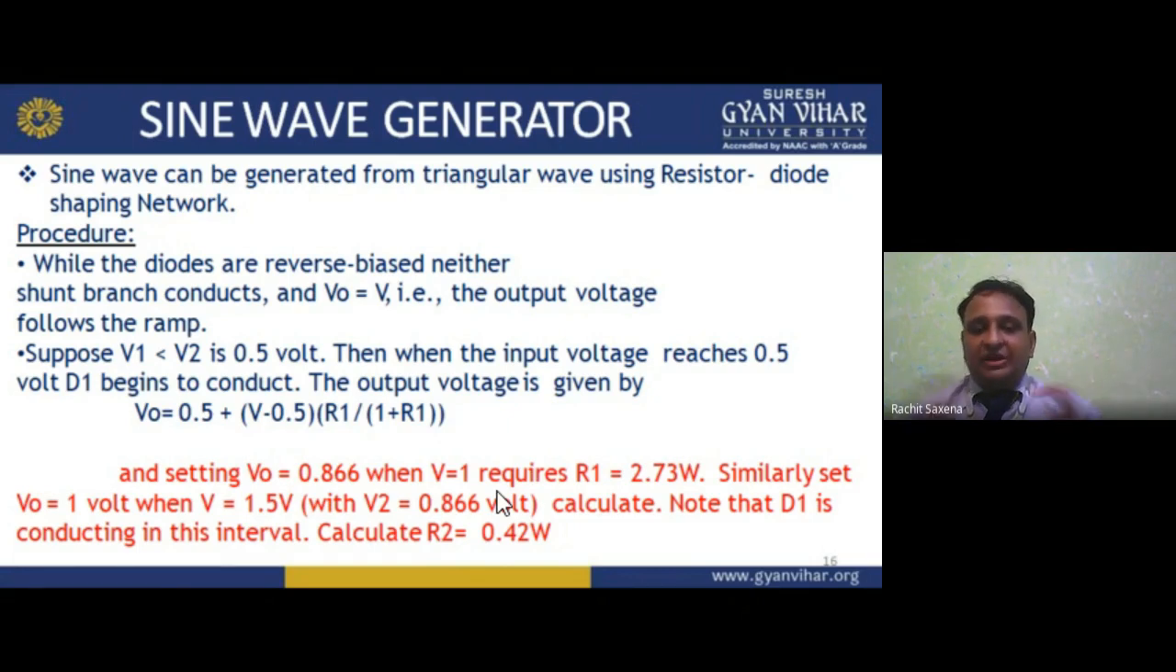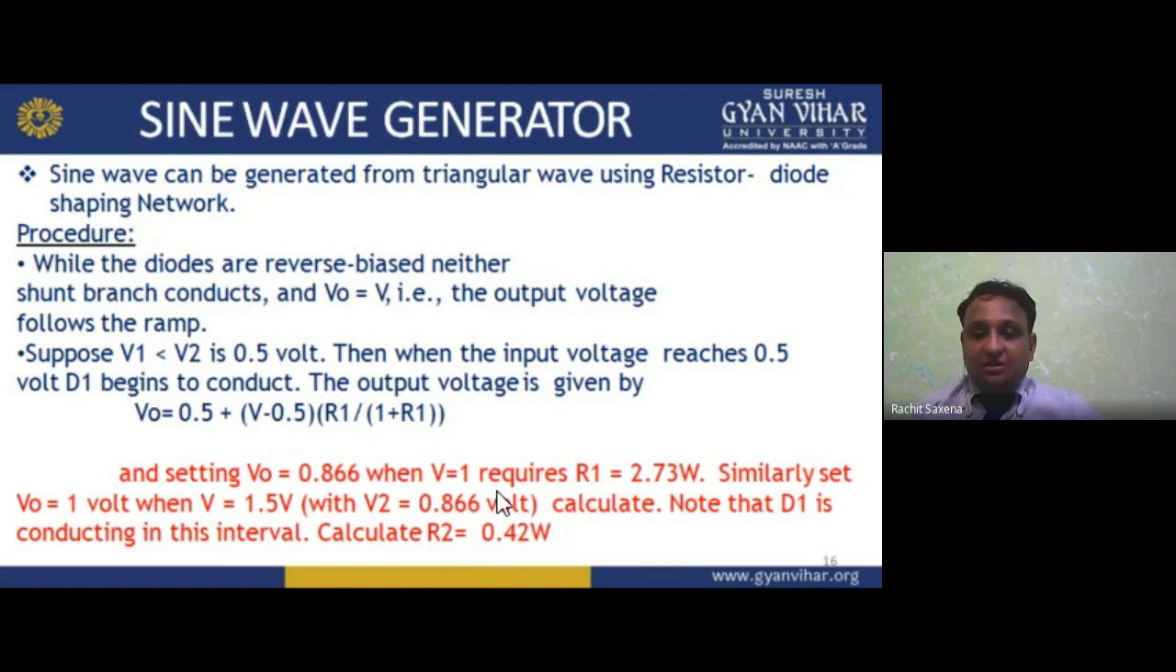So D1 begins to conduct, forward biased. The output voltage is given by V naught equals 0.5 plus (V1 minus 0.5) into R1 upon (R1 plus R1), the resistance of that. Setting V naught equal to 0.866, the required R1 is 2.73.